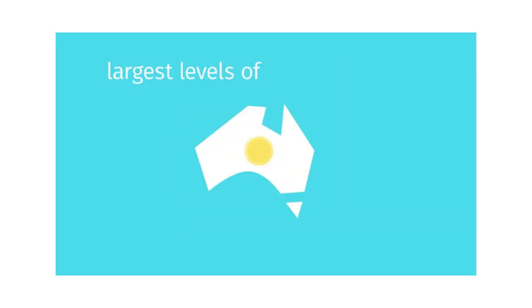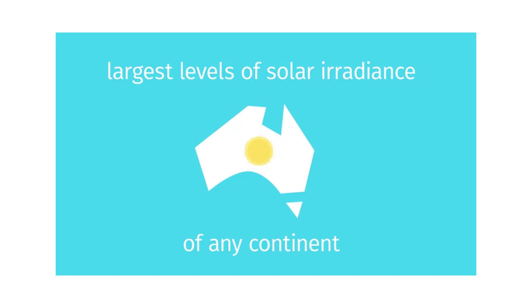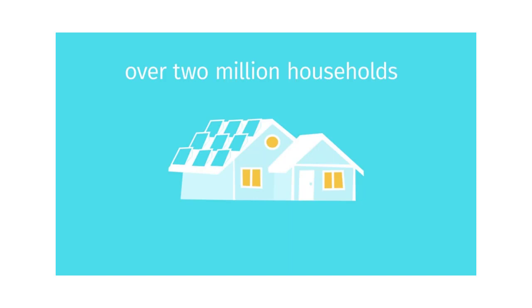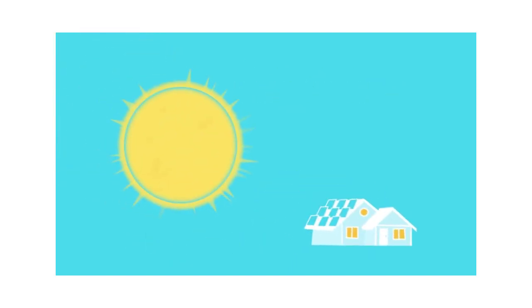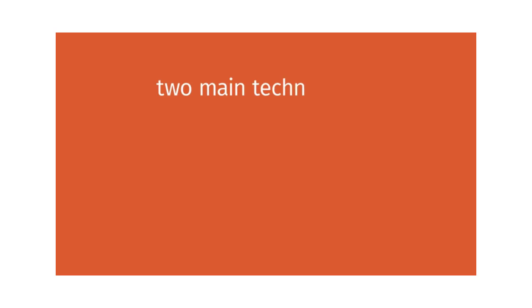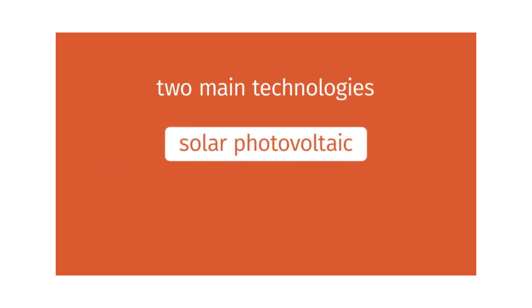And with the largest levels of solar irradiance per square metre of any continent in the world, Australia's well placed to take advantage. We already are. Over 2 million households use solar technology, more than any other country. So how do we turn sunlight into something we can use? And how can we rely on it when it's only available during the day? The two main technologies are solar photovoltaic and solar thermal.